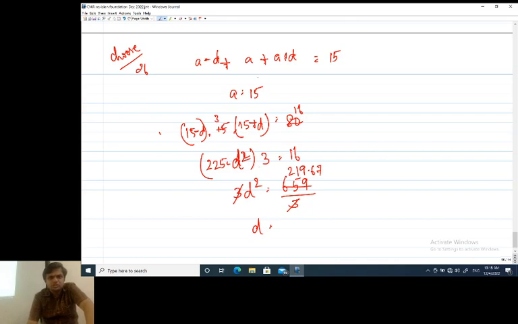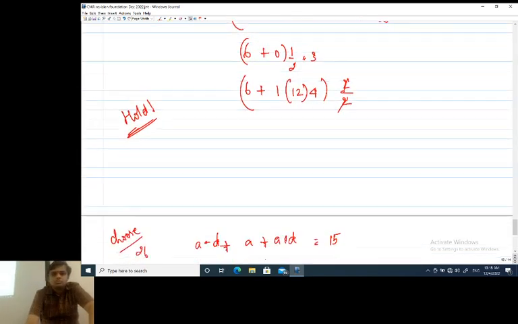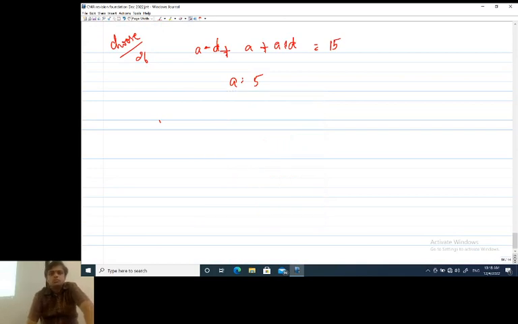Sorry. A equal to 5. I made a mistake. 3A is 15. A will be 5. Sorry. I'm just redoing. A minus 5 into 5 into A plus 5. This is 80. So 16. So A squared minus 25.